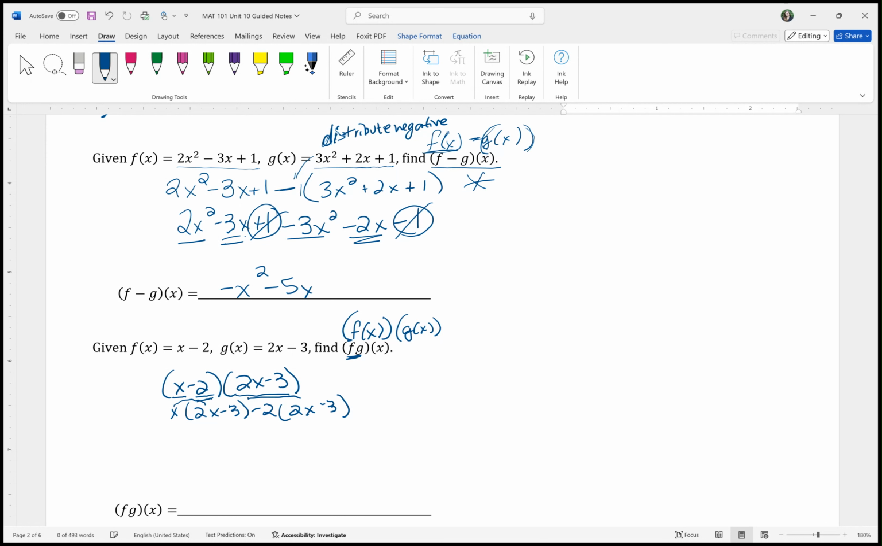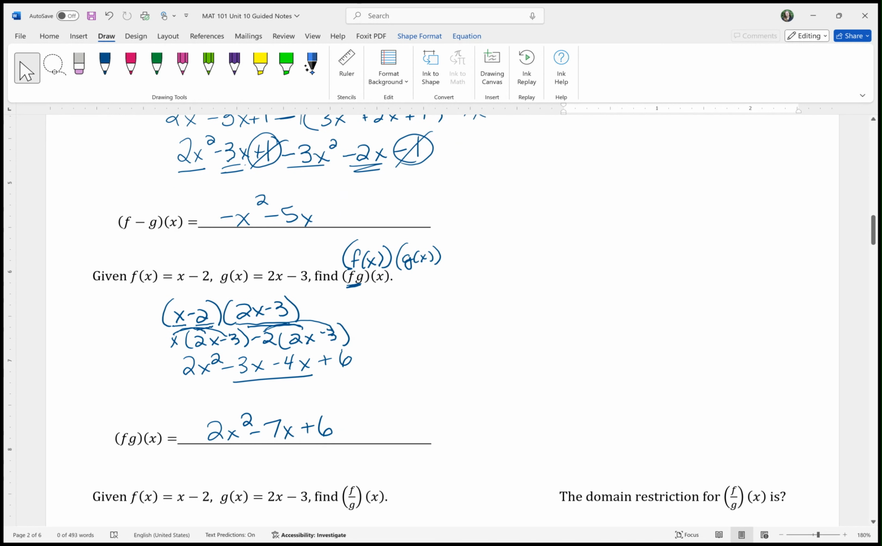So x times 2x is 2x squared, minus x times negative 3 is 3x. Negative 2 times 2x is negative 4x, and negative 2 times negative 3 makes a positive 6. And then we add like terms to get 2x squared minus 7x plus 6. Okay, so definitely make sure you know how to do that because you're going to end up doing that a couple more times. And we have done this before. All right, so that would be multiplying.